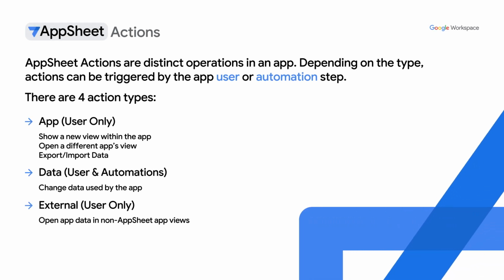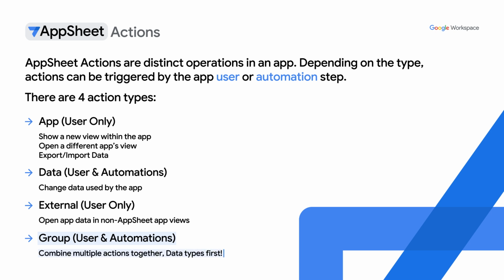And the last thing we're going to cover here is grouped actions. Grouped action allows you to combine different actions together and have AppSheet trigger multiple actions at the same time. So these can also be user-facing or be used in automations in your app.